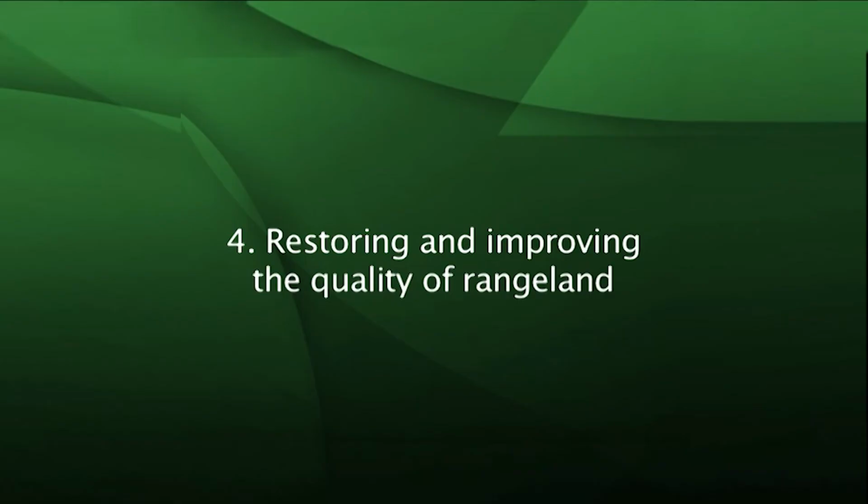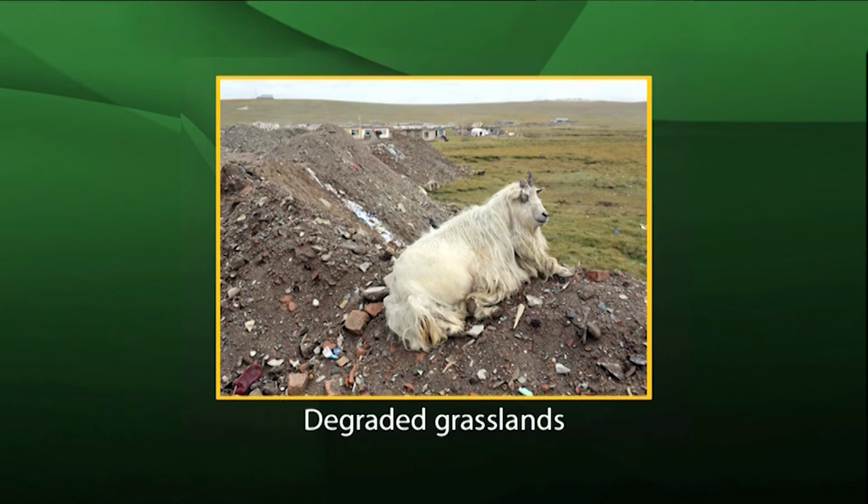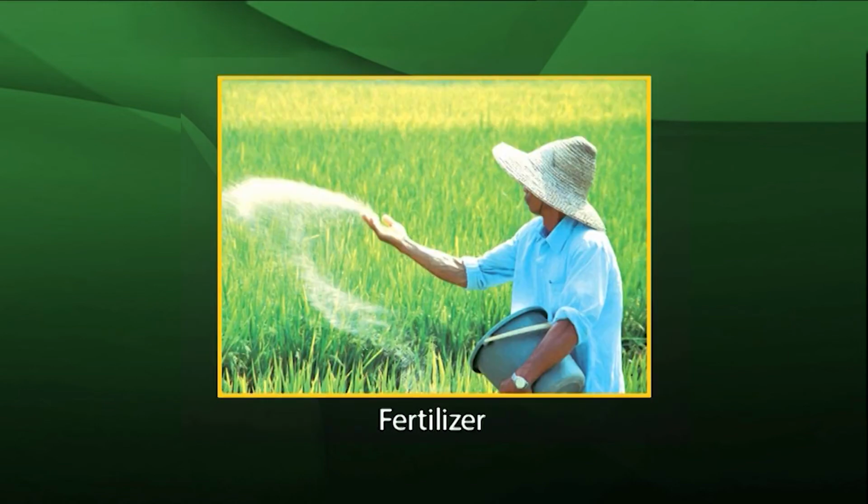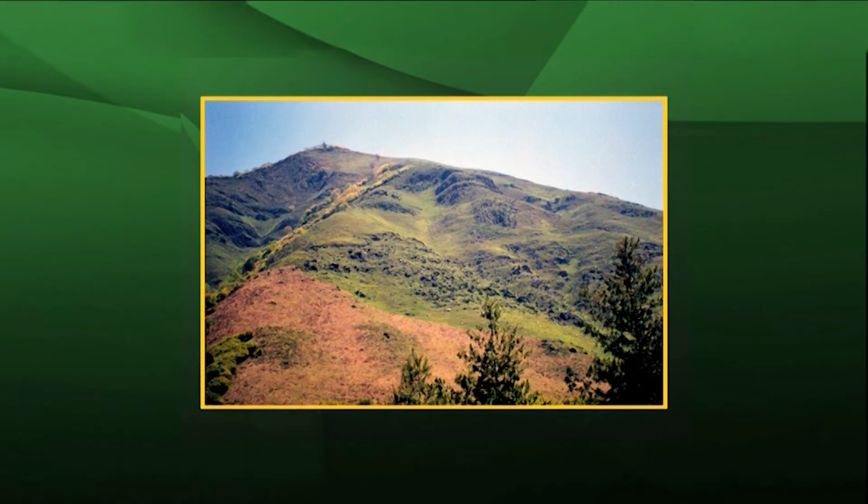The fourth point in this sustainable management of grasslands and rangelands is restoring and improving the quality of rangeland. Restoration of degraded grasslands, for example, by applying fertilizer or reseeding the land, is an essential element of building a sustainable system of livestock production. Efforts to boost the productivity of land, including periodic prescribed burning, are also helpful in this regard.